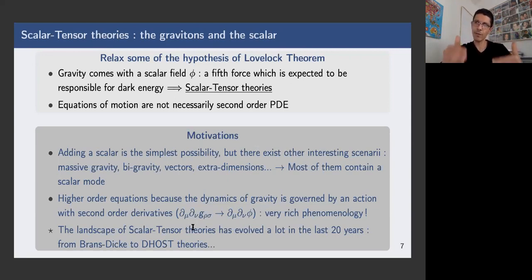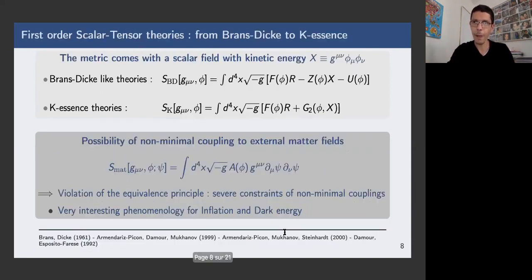So now what I am going to do is to present to you the construction of scalar tensor theories. We know that the idea of constructing scalar tensor theories is very old. It dates back to Brans and Dicke in the 60s. But this kind of theory has evolved a lot in the last 20 years. And this is what I am going to explain now. So let me give you, as I said, a brief review of what we know, what is old concerning scalar tensor theories, and what is new.